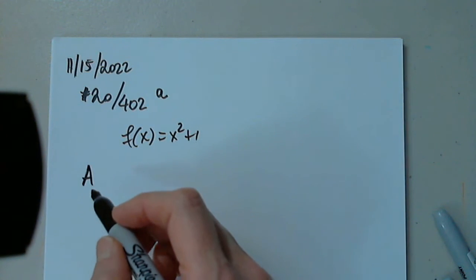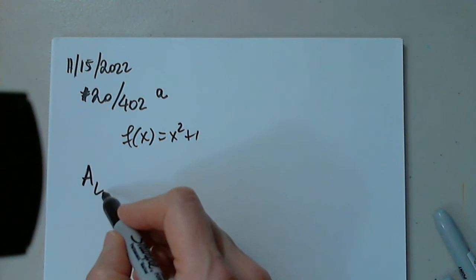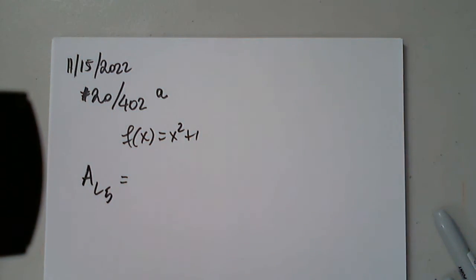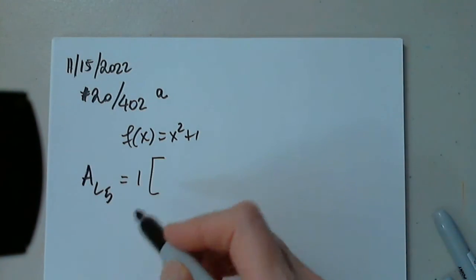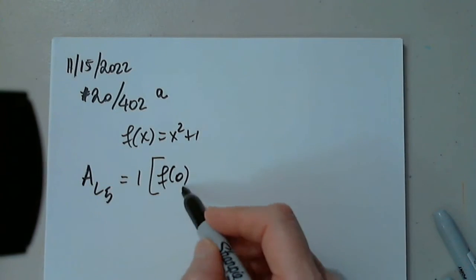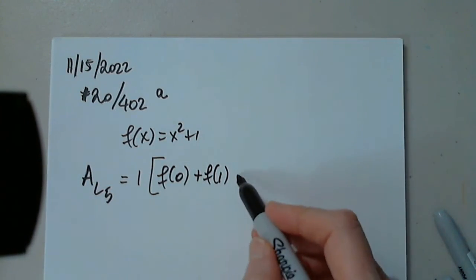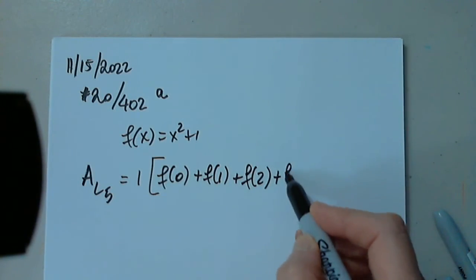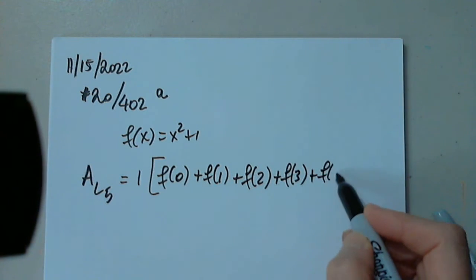The area with a leftmost point and 1, 2, 3, 4, 5 subintervals. Base is 1, so I'm going to leave it out. So I have f of 0 plus f of 1 plus f of 2 plus f of 3 plus f of 4.